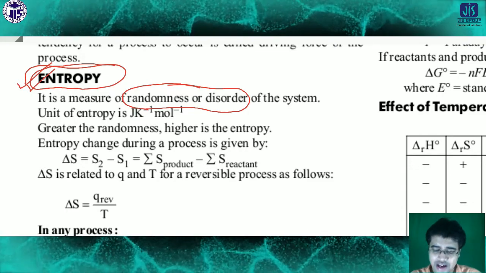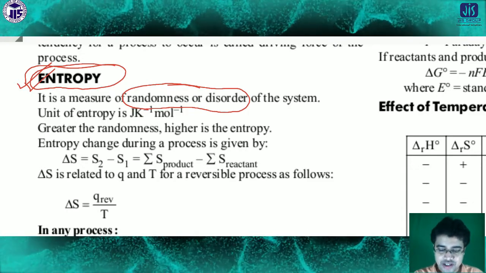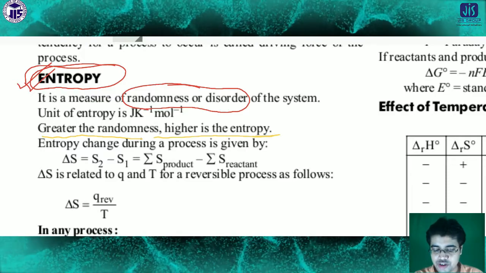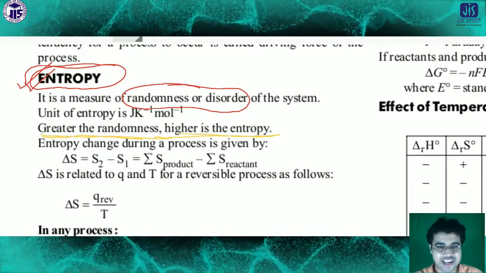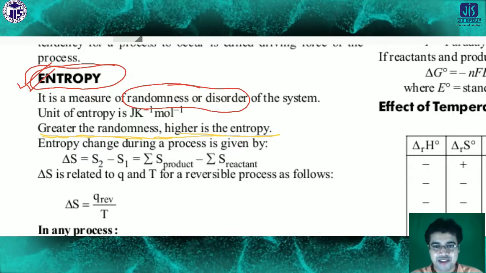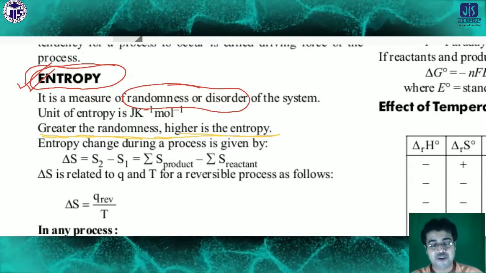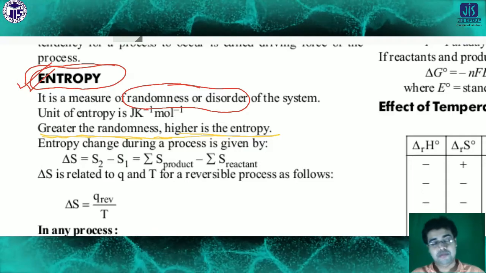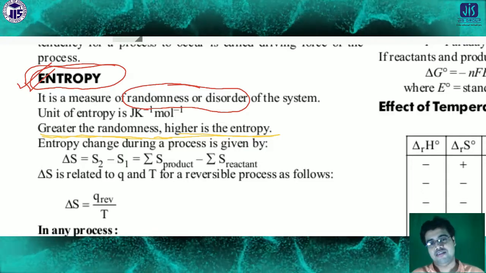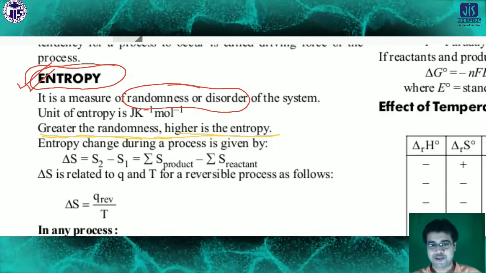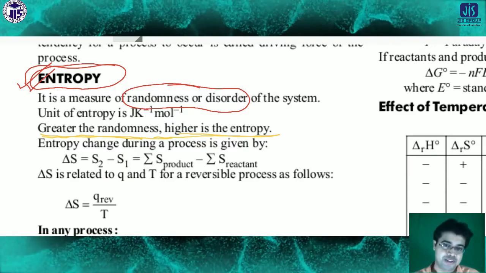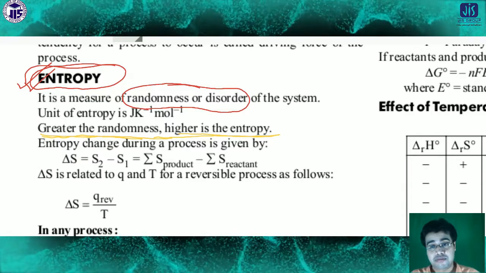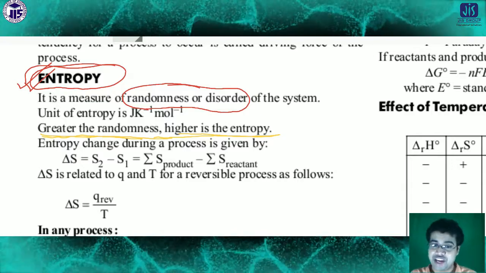So, the greater the randomness, the higher the entropy. If you think about solid, liquid and gas, then obviously the entropy of the gas will be higher than the entropy of the liquid, which is higher than the entropy of the solid. So with increasing randomness, the entropy increases.